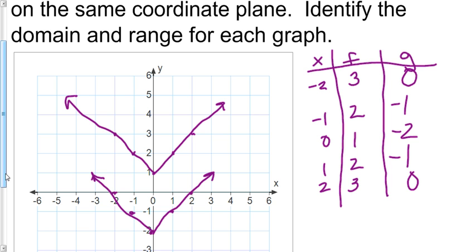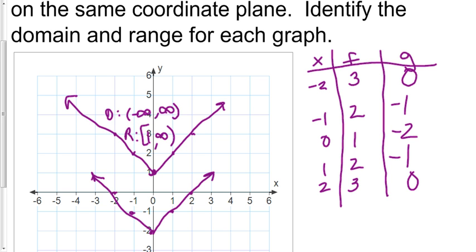I'm going to do the f function first, so the top graph here. The domain is all reals, -∞ to +∞, written in interval notation. It's going to go to negative infinity and positive infinity. The range values, however, just for this graph, the y values start at a y value of 1, and they're going to go up to positive infinity. So the range is including 1, so use a bracket, to positive infinity.